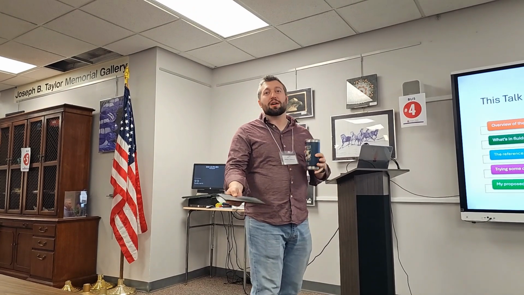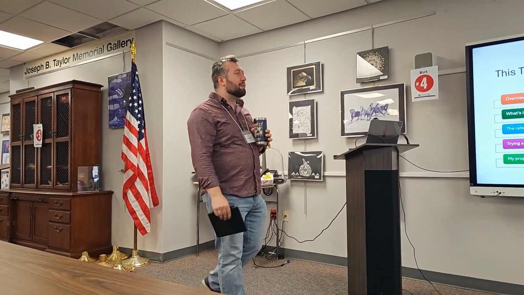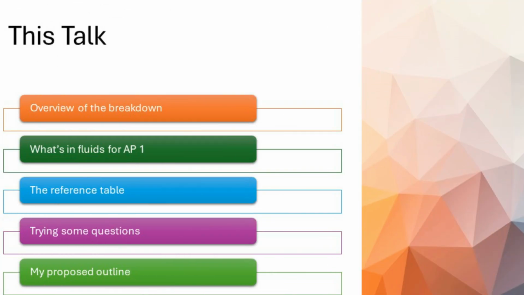So what are we going to do? I'm going to talk about what we're going to talk about. This is part one of slide one. Then we're going to talk about what's actually in the fluids part for AP1, what the reference table looks like so you can see what equations I'll actually have access to. Then we're going to try some questions, and I'm going to tell you what I do in my class and how you might be able to implement it in yours.